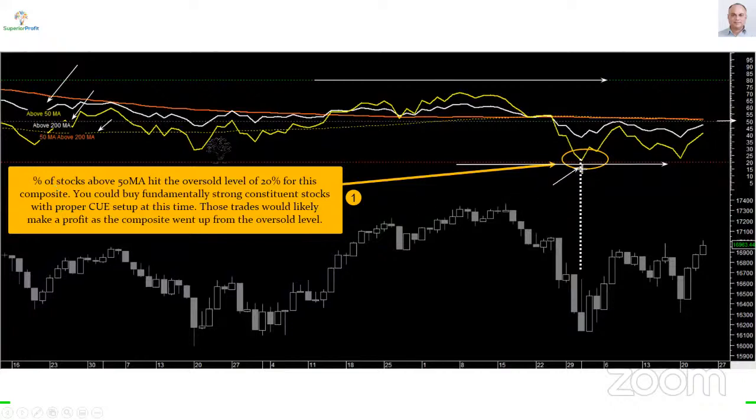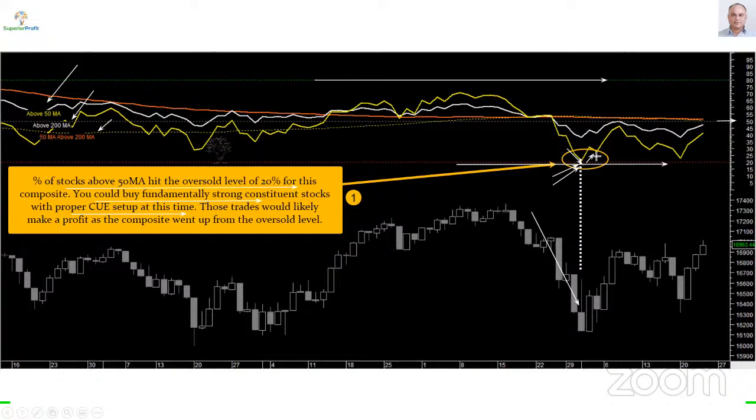At point 1, what I mentioned, percentage of stocks above 50 MA hit the oversold level of 20% for a composite. This is one of the 2 USA composites. You could buy fundamentally strong constituent stocks with proper Q trade setup at this point. You again would not need to wait for a follow through day, or even if it was a sharp down move, you would not need to wait for follow through day or Eureka day. You would use individual Q trade setups because it was oversold. Remember, we don't catch a falling knife.